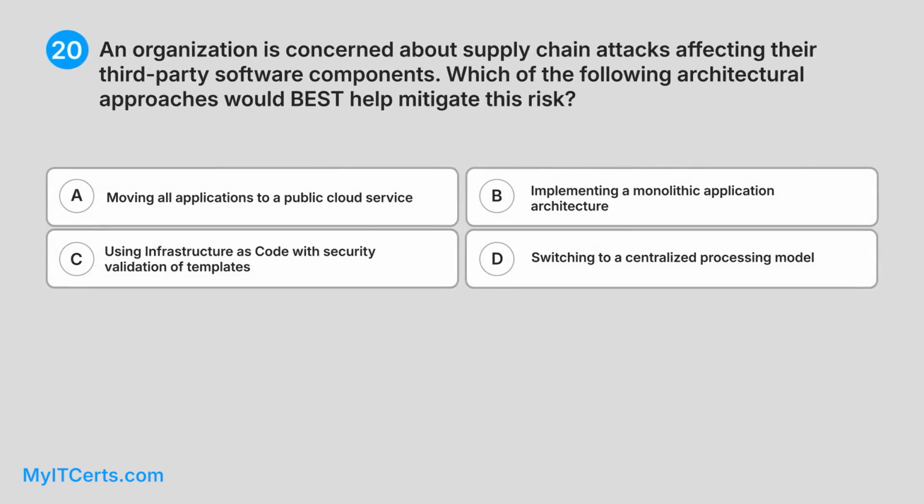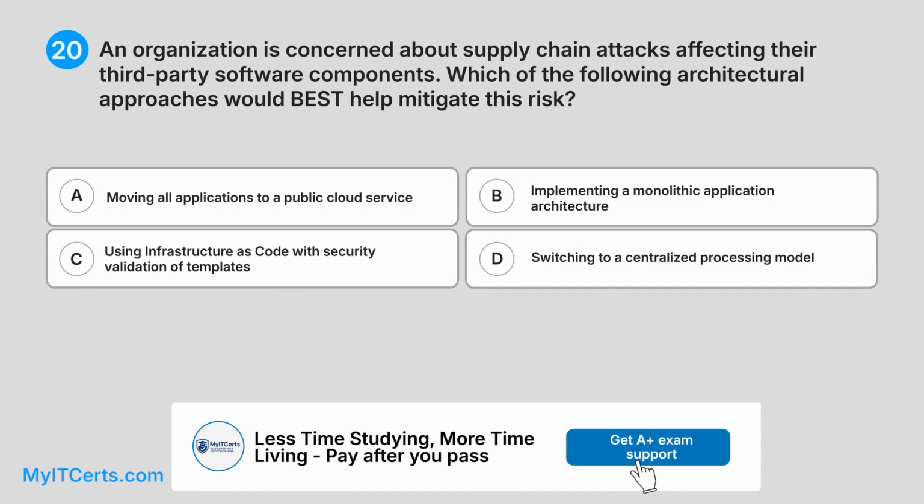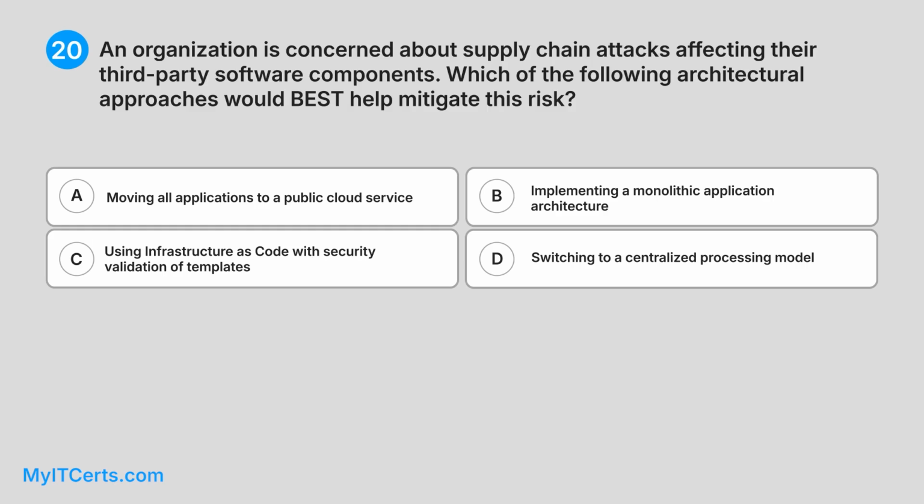(20) An organization is concerned about supply chain attacks affecting their third-party software components. Which of the following architectural approaches would best help mitigate this risk? A. Moving all applications to a public cloud service. B. Implementing a monolithic application architecture. C. Using infrastructure as code with security validation of templates. D. Switching to a centralized processing model.